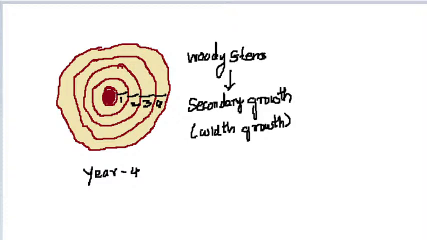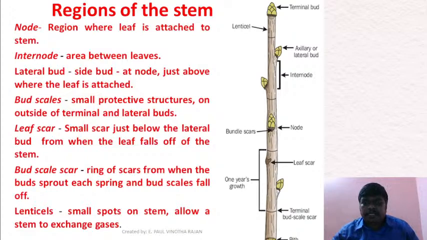Like that, with the help of the concentric rings, we are able to calculate the age of the trees. Next, we are going to talk about the regions of the stem.